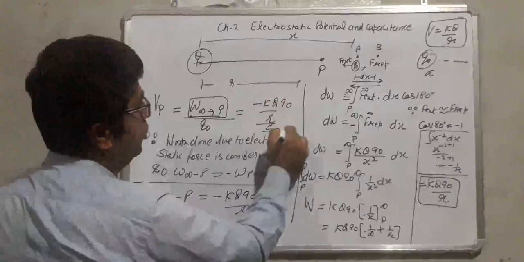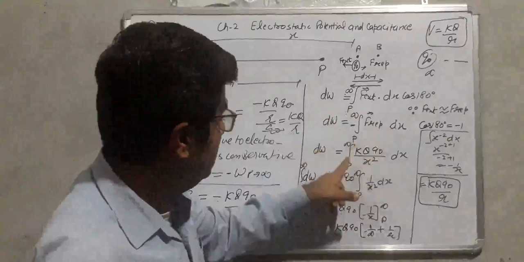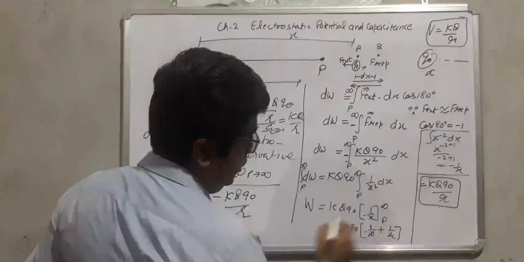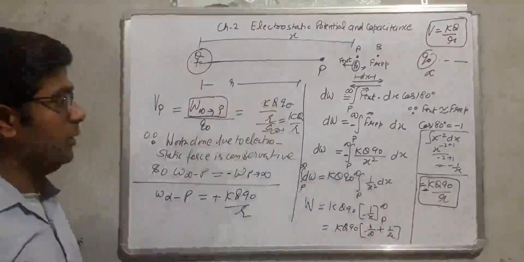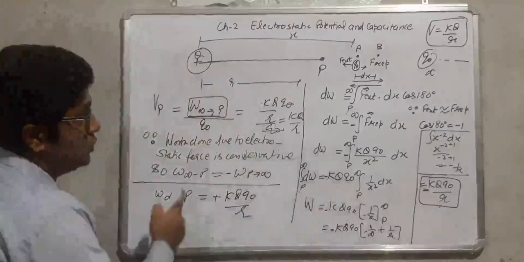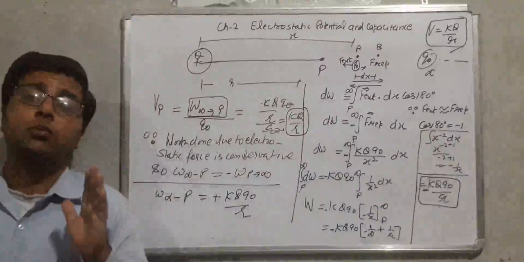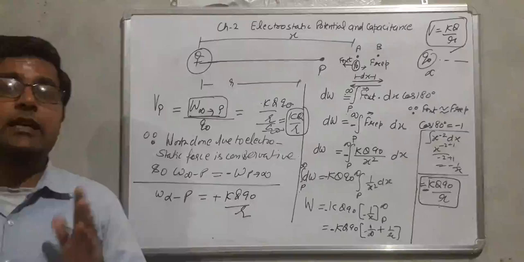Let me check. This is F external, F repulsive minus. Okay, I forgot this negative sign. So it becomes negative, it becomes positive, and this is positive. I forgot this negative sign over here. This is negative, this is also negative, and it is negative. So it becomes finally KQ by R. This is our final result. Now remember one more thing: potential is positive for positive source charge, and potential is negative for negative source charge.